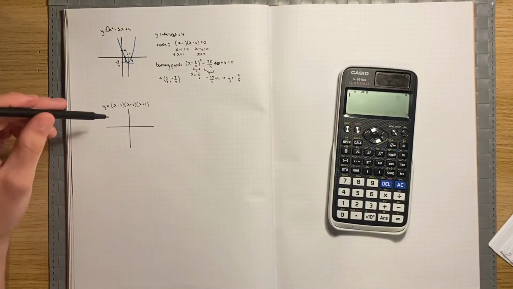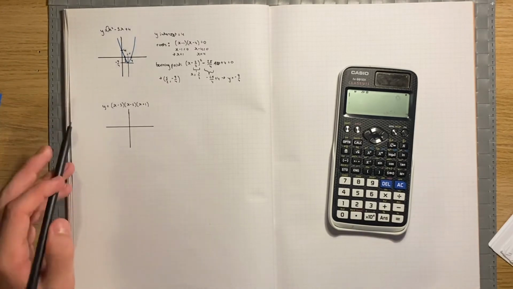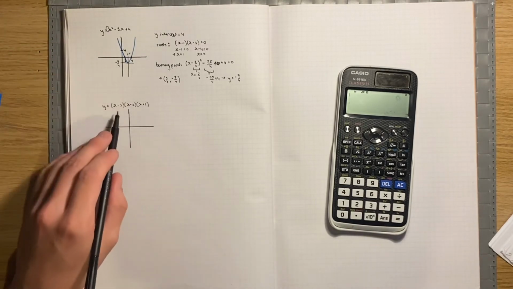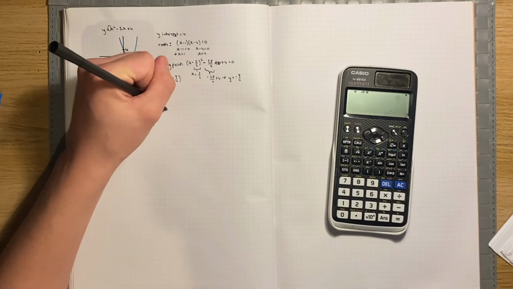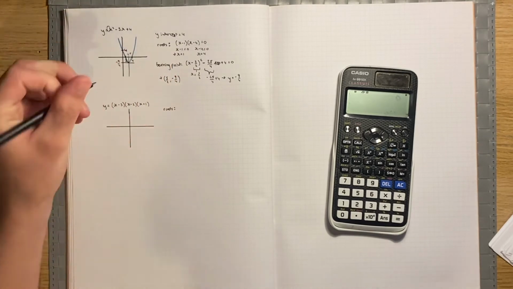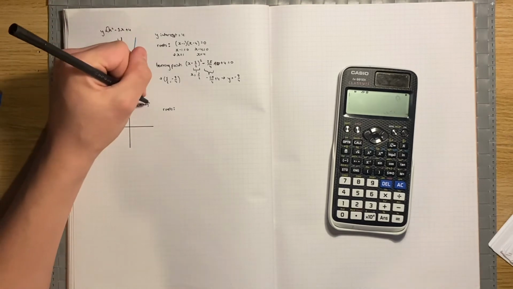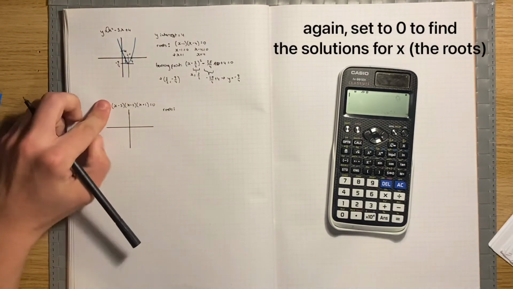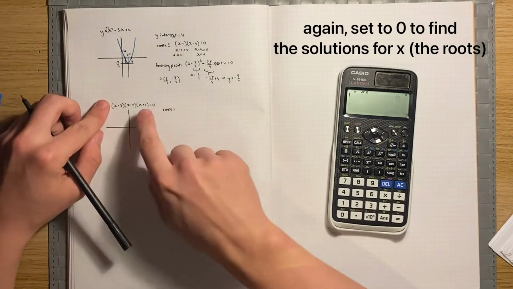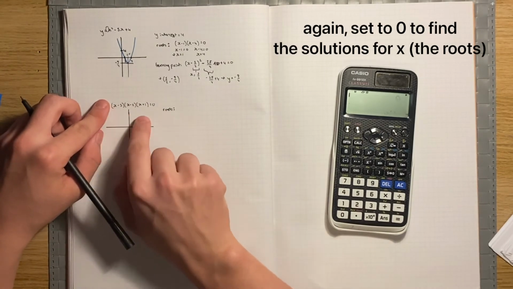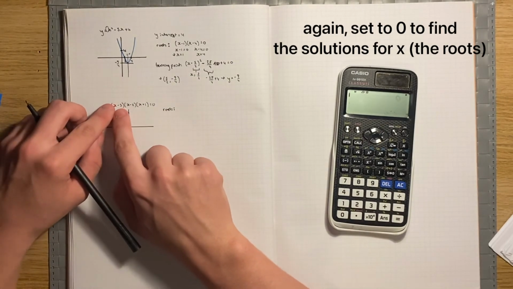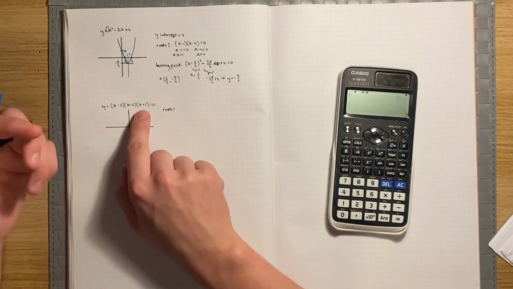So if we're asked to sketch this, we're going to know that it's going to have 3 roots. So we can write the roots. And much like last time, we're going to set y equal to 0. So we're going to say this equation here is equal to 0. Then like before, if there's 3 things multiplying to make 0, either 1, 2, or all 3 of them have to equal 0.